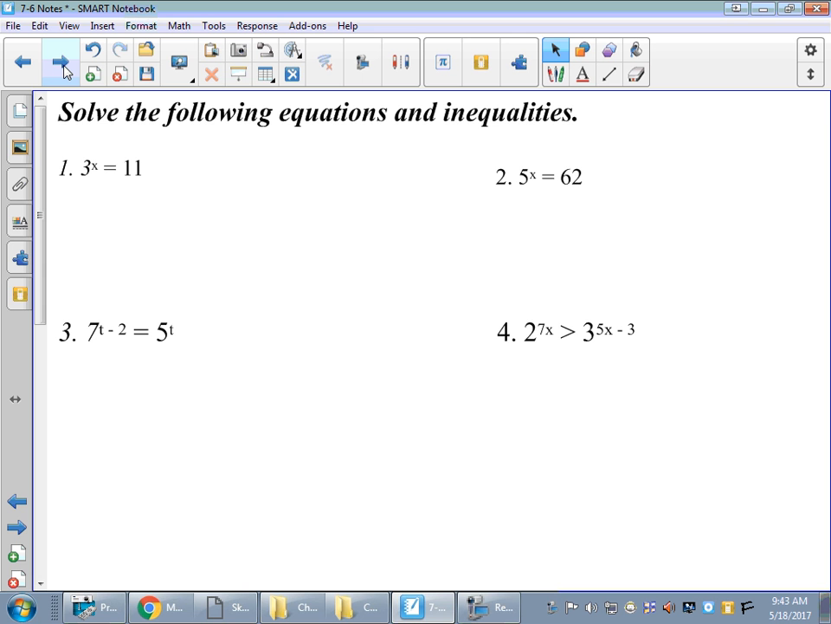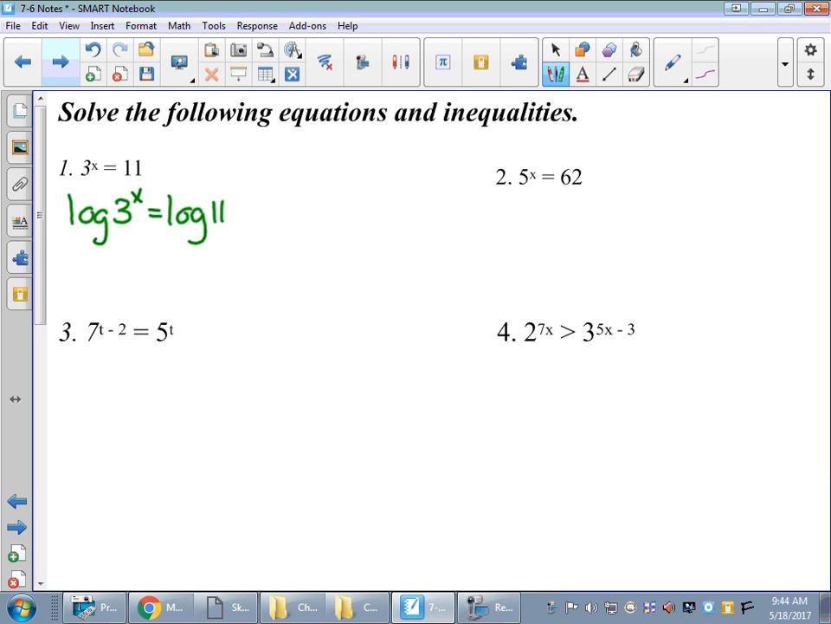I've got 3 to some power is equal to 11. Again, I can't write it as a common base. So what I'm going to do is rewrite it as the log of 3 to the x is equal to the common log of 11. Remember, we don't have to write down the little 10.